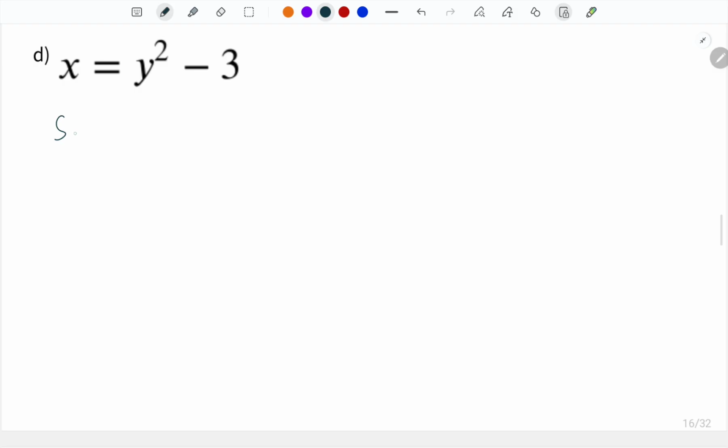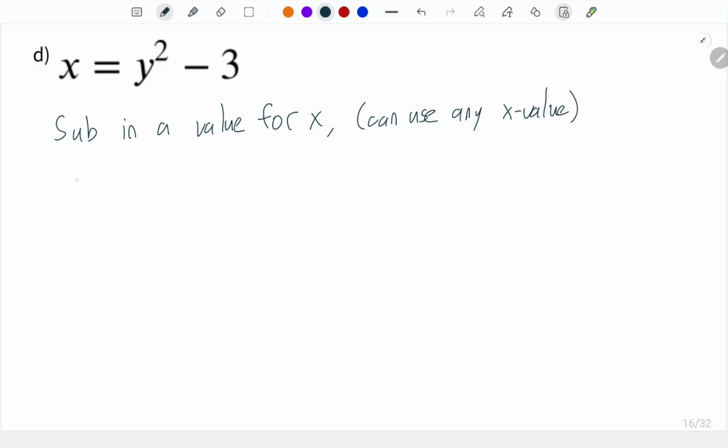Let's sub in a value for x. It doesn't actually matter what value. You can use any x value. Let's just do 6, why not? If I were to sub in 6, you'd get 6 is equal to y squared minus 3. And I just want to see, what's the corresponding y value? Move the minus 3 over, and you get 9 is equal to y squared.